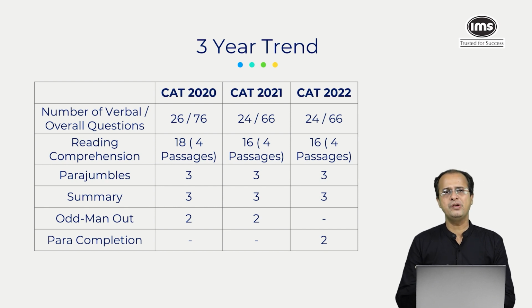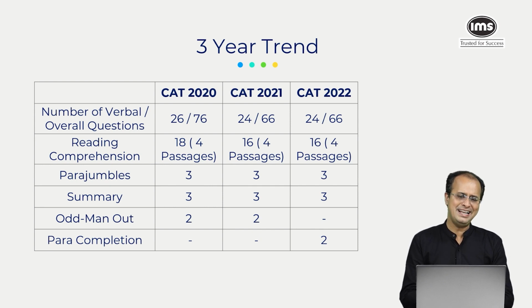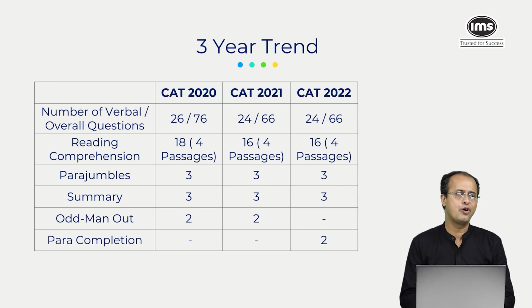Parajumbles, consistently you have seen 3 questions for the last 3 years. Same is the case with summary, 3 questions for the last 3 years. For CAT 20 and 21, we had odd man out, 2 questions each. In CAT 22, there was a change in the pattern. They introduced a new topic called para-completion, which replaced odd man out. So, 2 questions of para-completion in CAT 22.